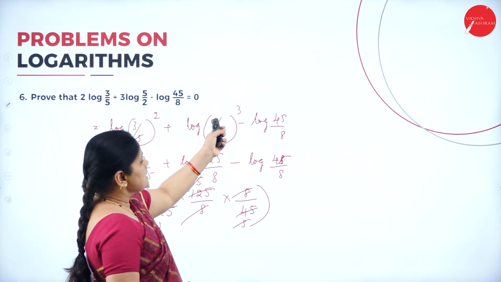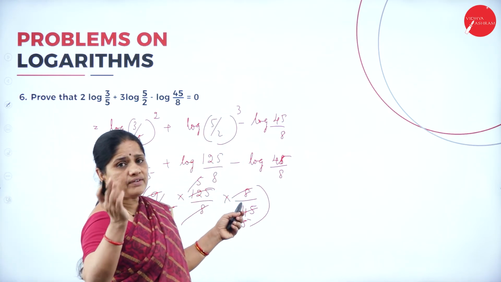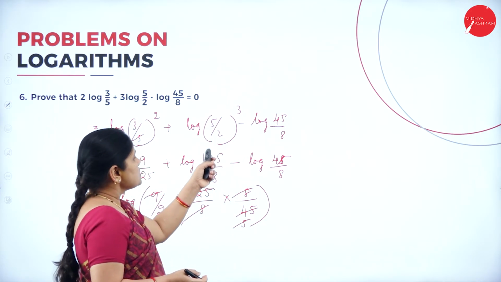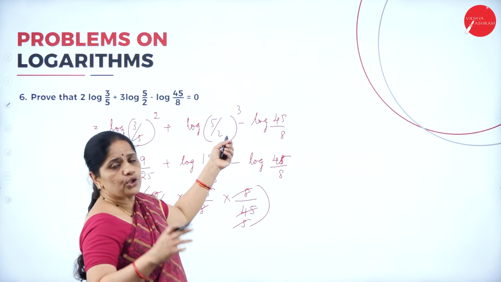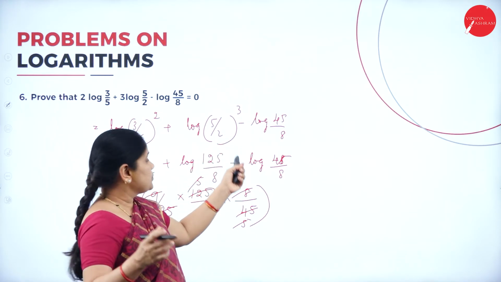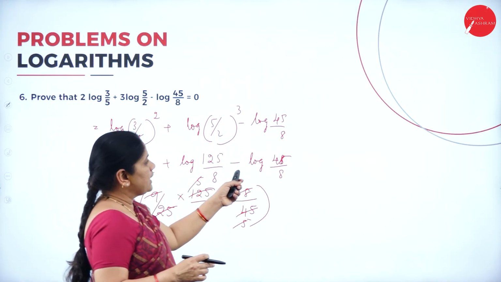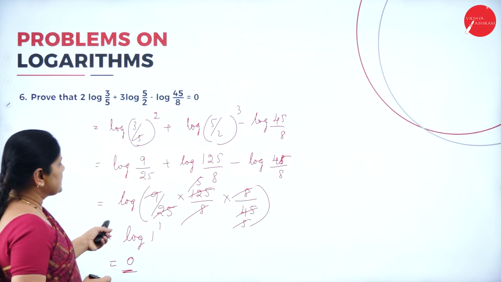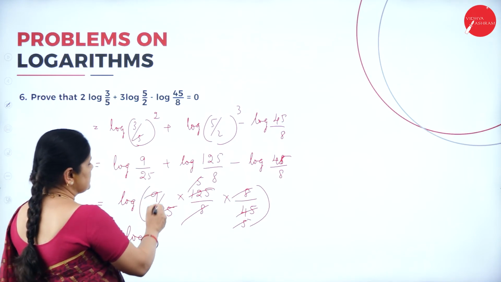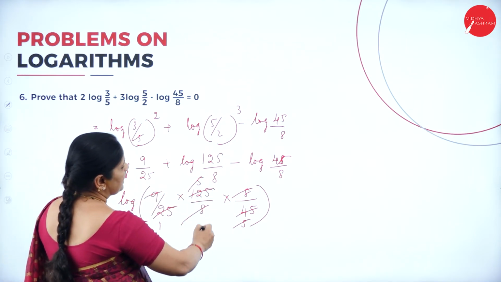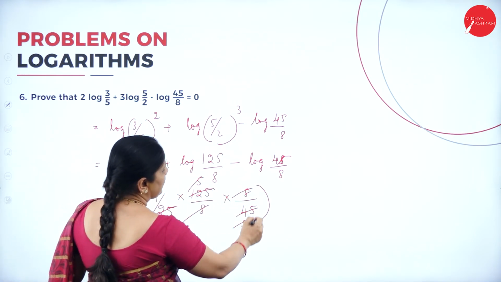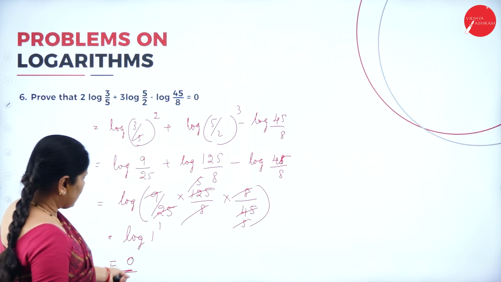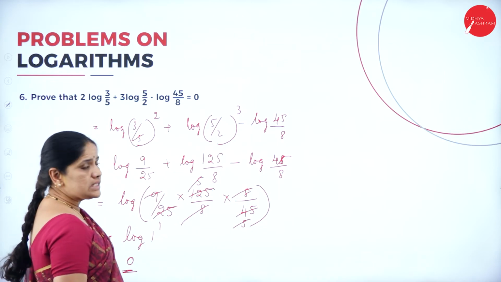of, this is 5 cubed. So 5 into 5 into 5: 5 5s are 25, 25 into 5 is 125, so 125, and 2 cubed: 2 into 2 is 4, 4 into 2 is 8, so 125 by 8, minus log 45 by 8. Now in the next step, I am simplifying this. So 9 by 25 into 125 by 8 into 8 by 45. When I simplify all this, I get log 1, which is equal to 0.